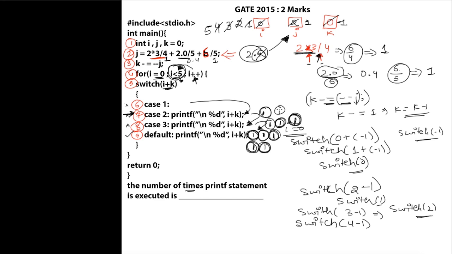now if you count the number of times this printf statement is executed, this is the first time, this is the second time, this is the third time, 4, 5, 6, 7, 8, 9 and 10. Therefore the printf statement is executed 10 times here. Right, I guess this was the toughest question they have asked in GATE from the switch statement.